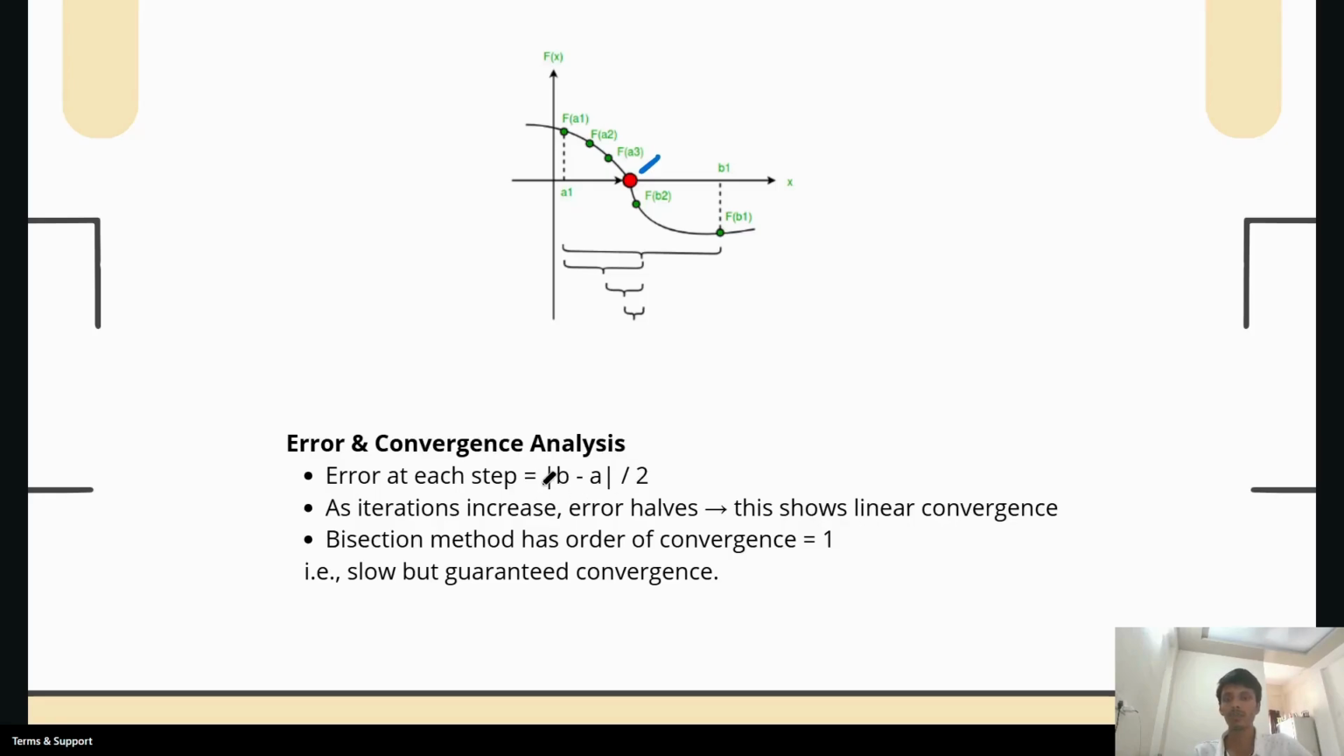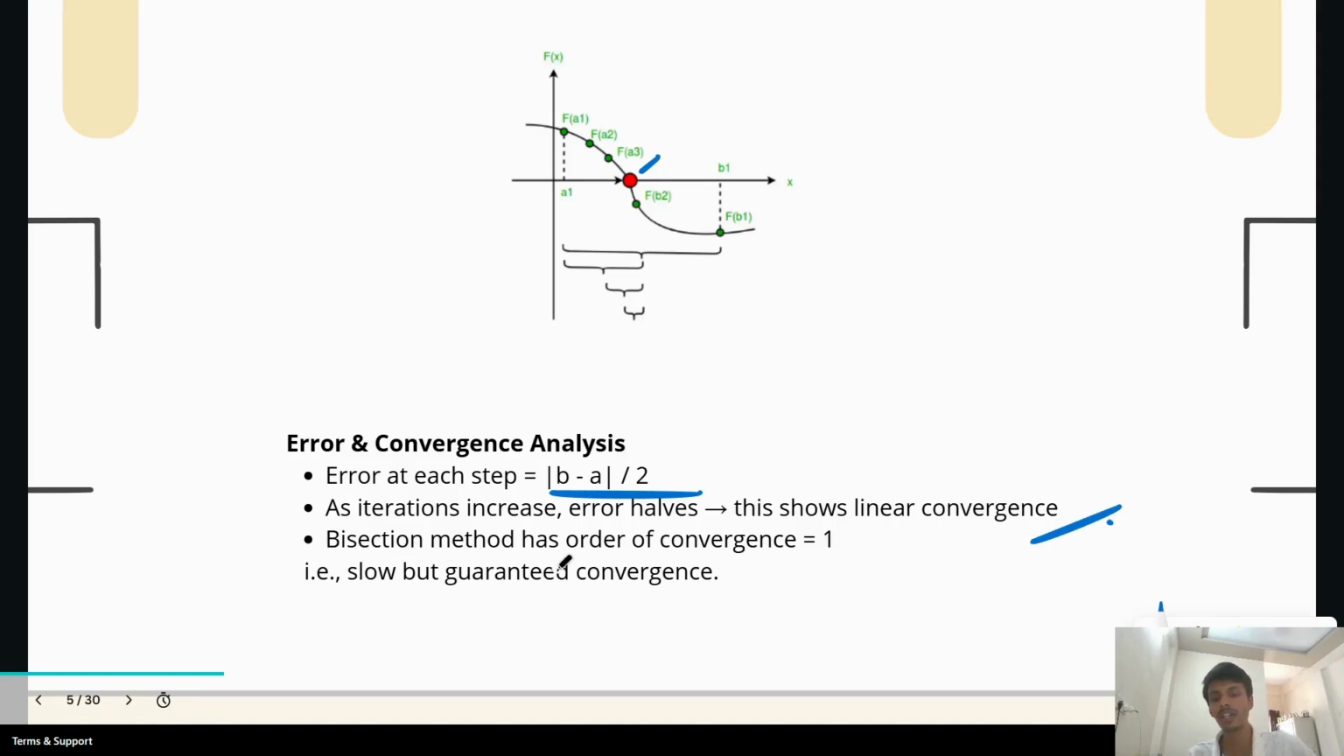The error at each step is (b minus a) by 2. As iterations increase, the error halves. This shows the linear convergence of the bisection method. The bisection method has order of convergence 1, that is slow but guaranteed convergence. The bisection method may be slow, but it always guarantees that the function will converge.